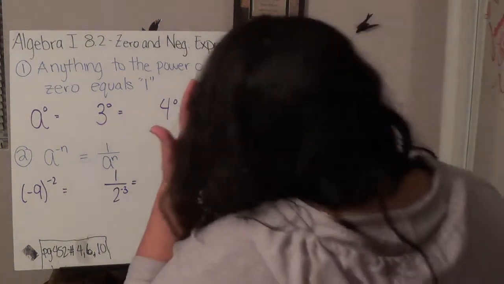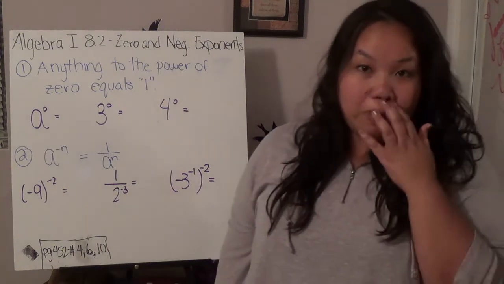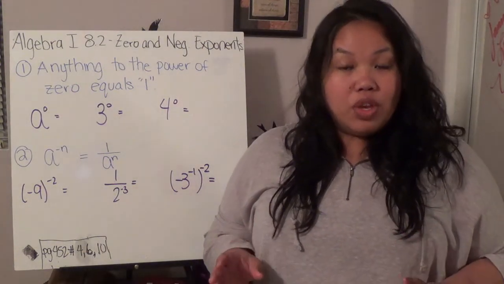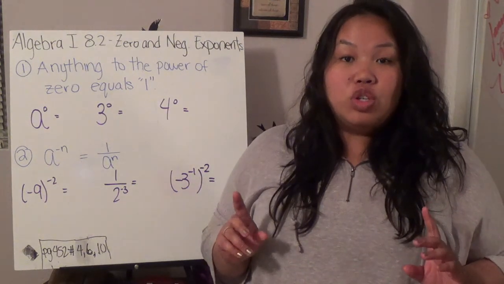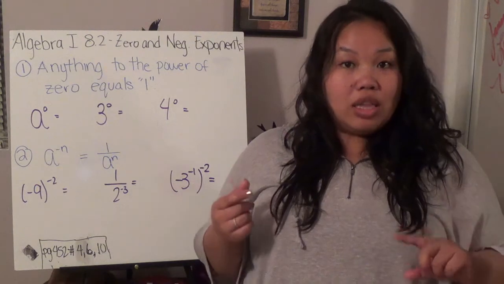Algebra 1 section 8.2, we're dealing with zero and negative exponents. In the prior sections you had 3 rules. If you remember those rules, just as a review, if you have 2 exponents being multiplied together with the same base, then you add the exponents.